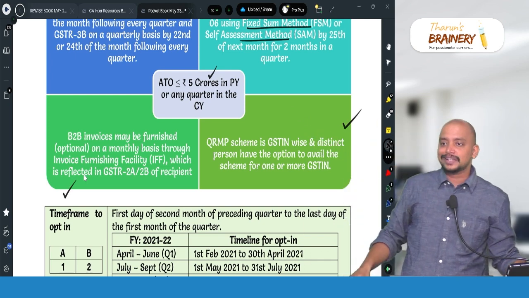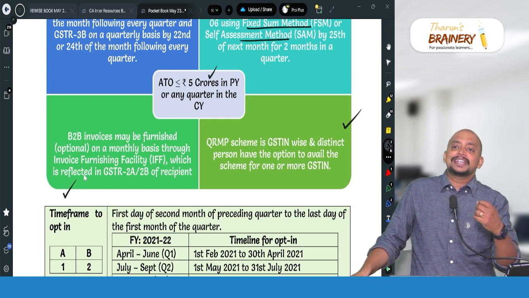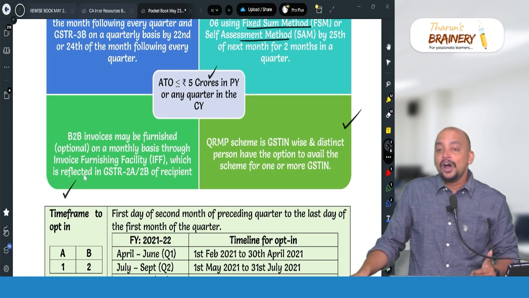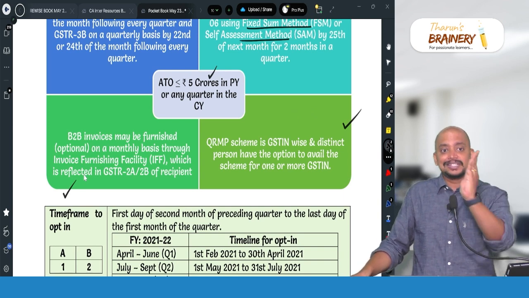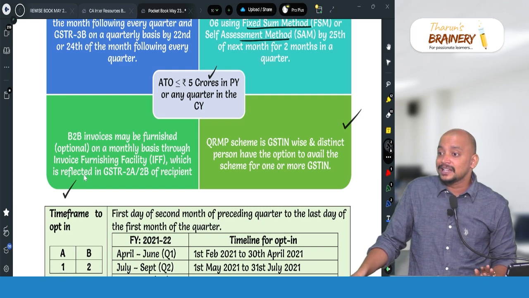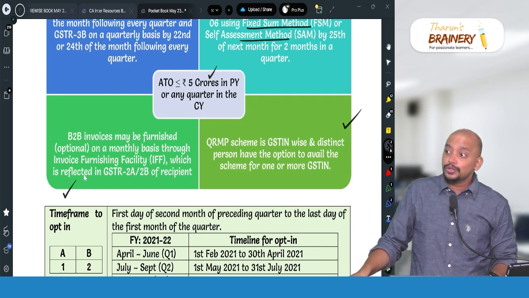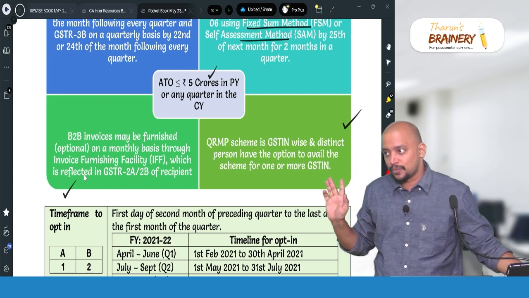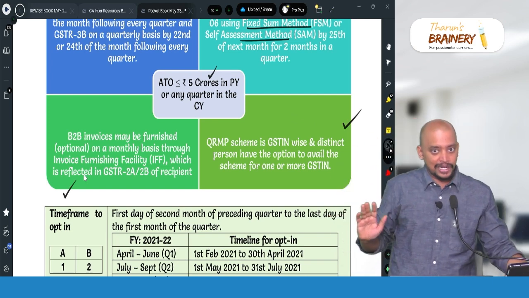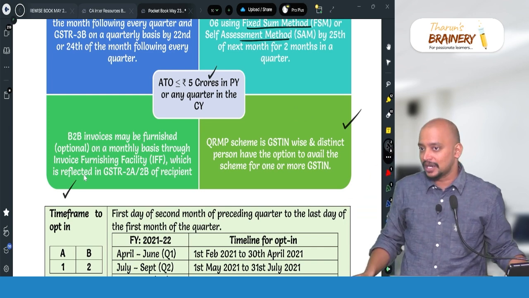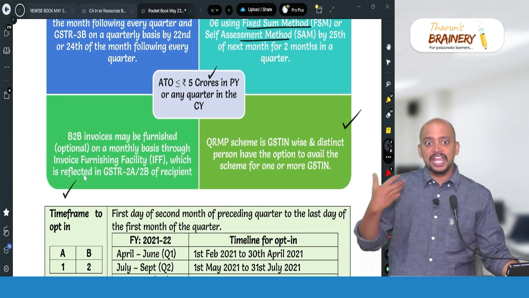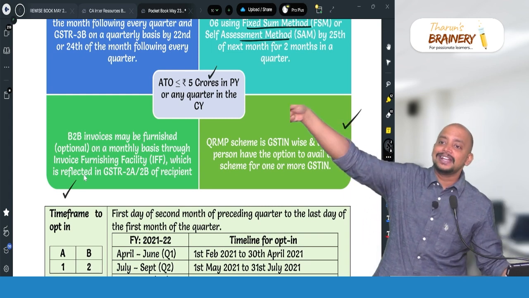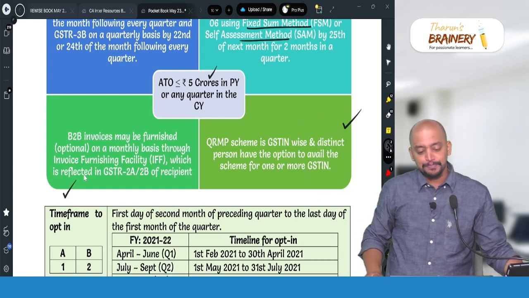To avoid the discomfort to the recipient, the supplier has an option to file IFF, that is the invoice furnishing facility, on a monthly basis for the first and second month of the quarter by 13th of the month following every month. What about the third month? For all these 3 months put together, they will be filing one GSTR1 by 13th of the month following every quarter. So for the first and second month only IFF is required, but the details furnished in IFF are only with respect to B2B supplies, and the recipient will be able to take this ITC in GSTR2B, okay.